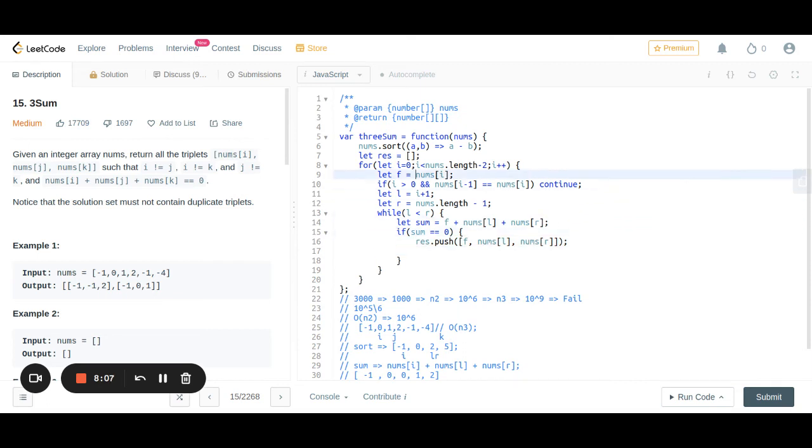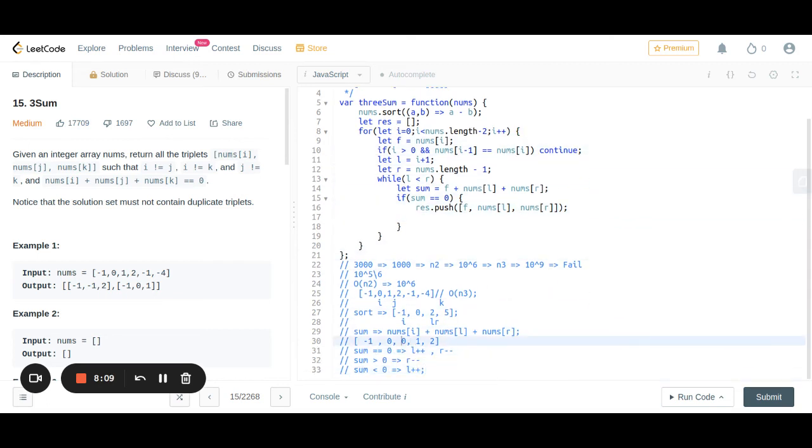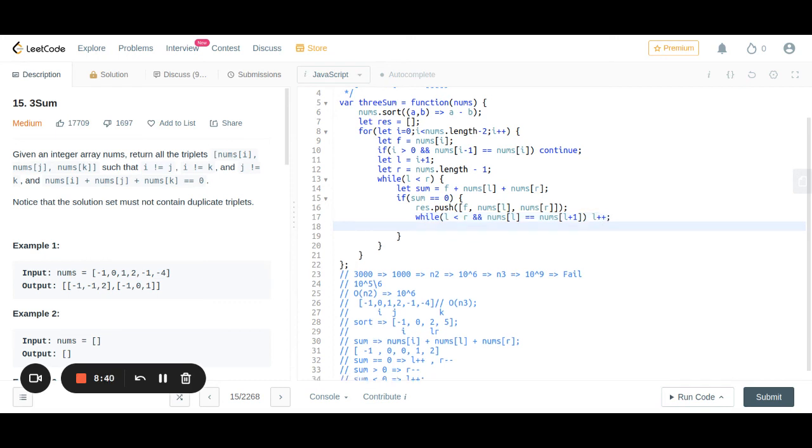Now suppose we come over here, at -1, and we already found a combination with 0. Now we don't want to include the next 0 also. We don't want to find a combination with 0 again, so we are going to skip the numbers which are equal to the previous. So while left is less than right, and nums of left is equal to nums of left plus 1, the next number is also the same, then we are going to skip this number with left plus plus.